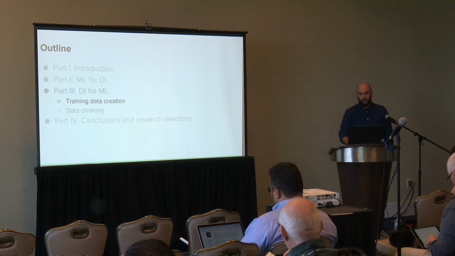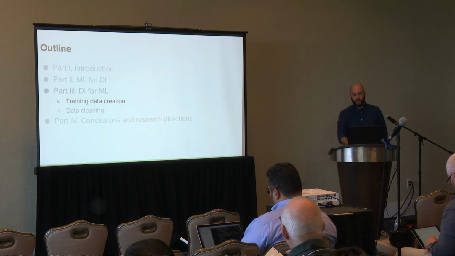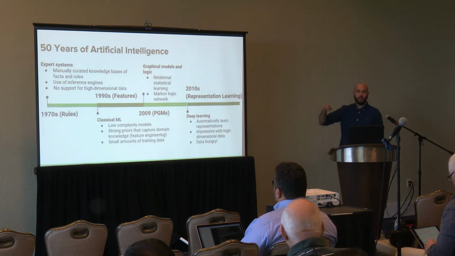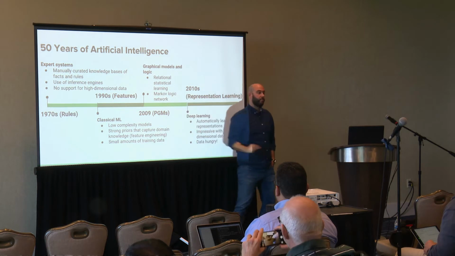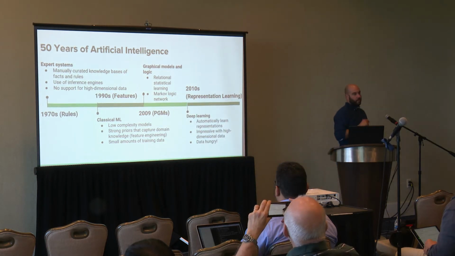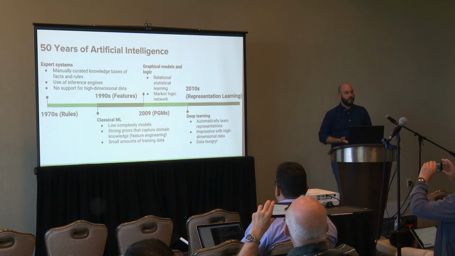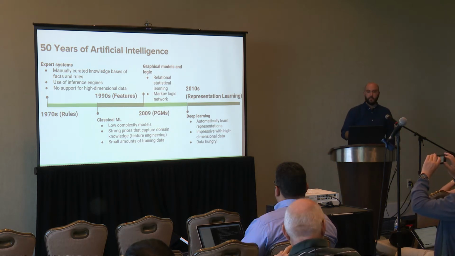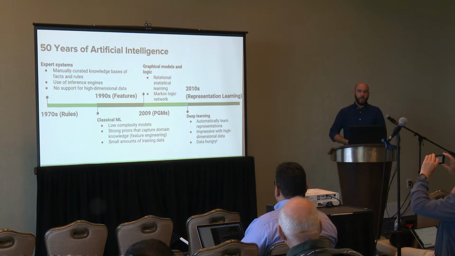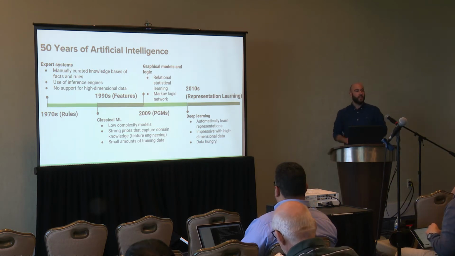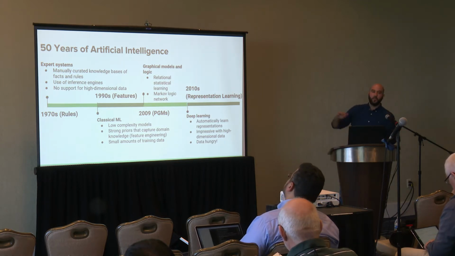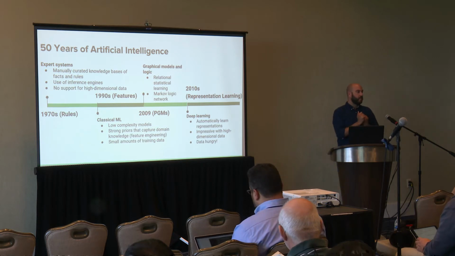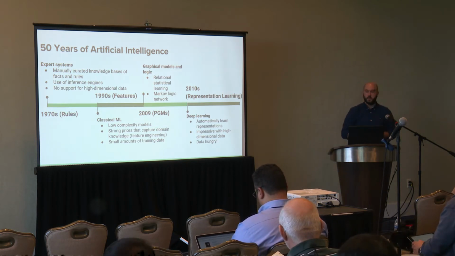So for training data, we need to look back to the history of artificial intelligence, and the only reason I'm using artificial intelligence here and not machine learning is just to include the rule-based approaches. So when artificial intelligence started, we had these expert systems, right? We had manually curated knowledge being represented as a collection of rules, and you had inference engines. Do not think of probabilistic inference, but think of Prolog programs evaluating these rules, and there was no support for high-dimensional data. You had no way to analyze images, you had no way to analyze signals, and so on.